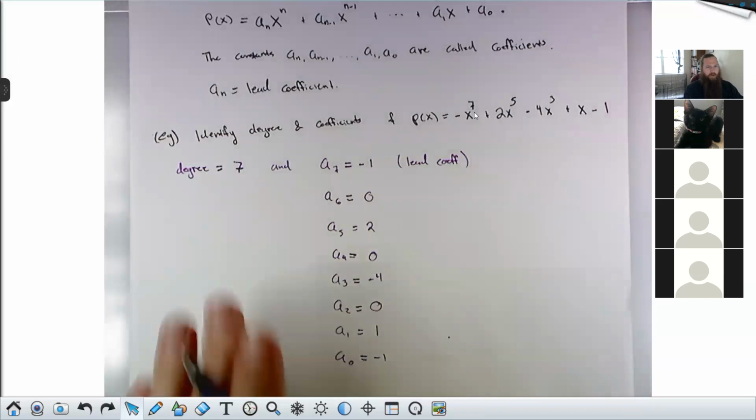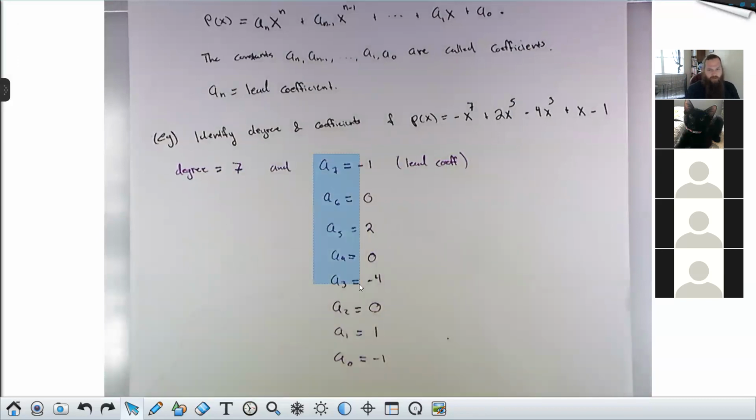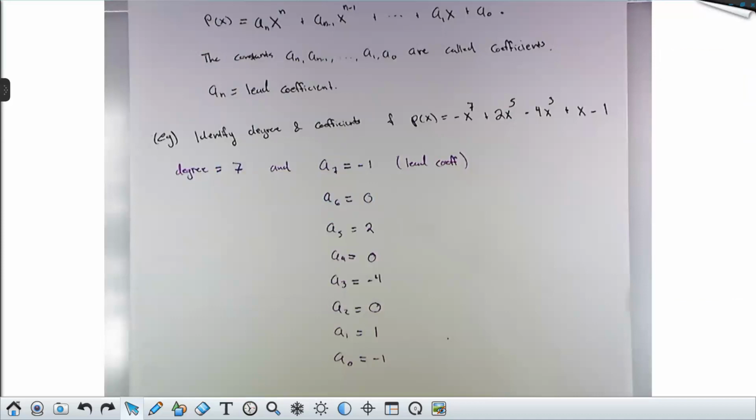All right, so are we all comfortable with the naming convention for the coefficients and how we can find them and the degree? Are there any questions about this? All right.